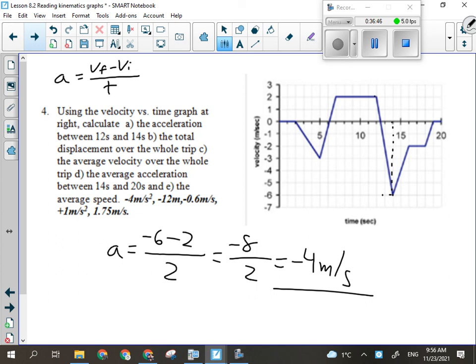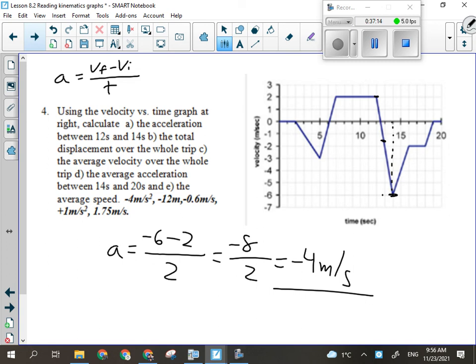Now, if we look at our graph, that's pretty much what the graph is showing. Okay, 12 seconds to 13 seconds. How much did it change its velocity by? -4. Right? It went from +2 to -2. And then it went from -2 to -6. Another 4. Okay? So we're calculating the acceleration during that time.